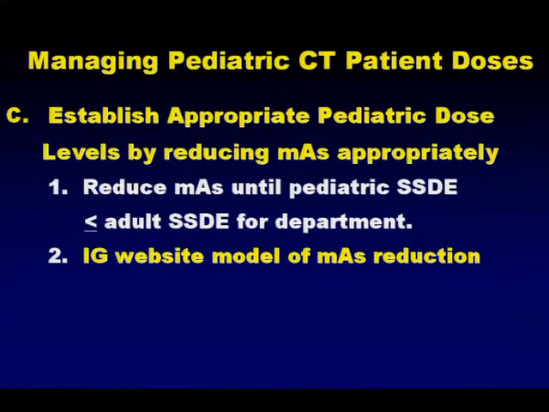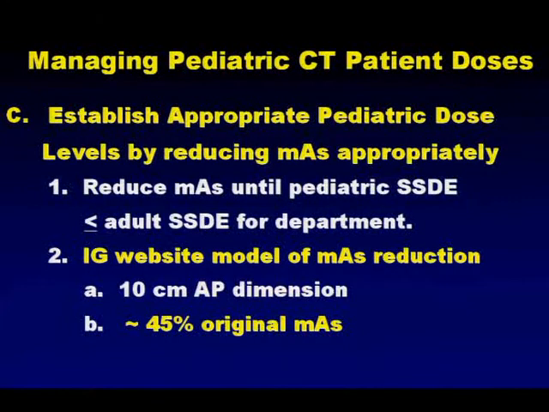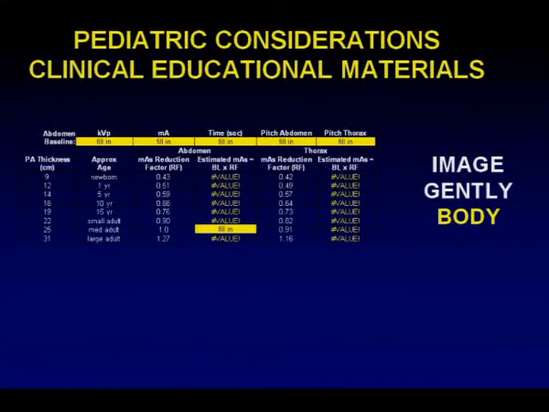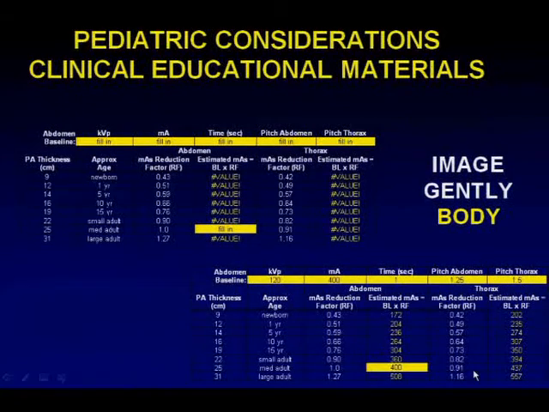Before you had SSDEs, what you could do is use the Imagenologia website model for mass reduction. And if you look at that data for the 10 centimeter AP dimension, you would have reduced the mAs value to 45% of its original value. Again, very similar to what the SSDE recommends. And again, the Imagenologia protocols are designed to reduce the pediatric patient dose to values just slightly less than the adult. And again, if we look at this, somewhere here between the 9 and 12 centimeter patient, we've got a mass reduction factor of about 0.43 relative to the adult.